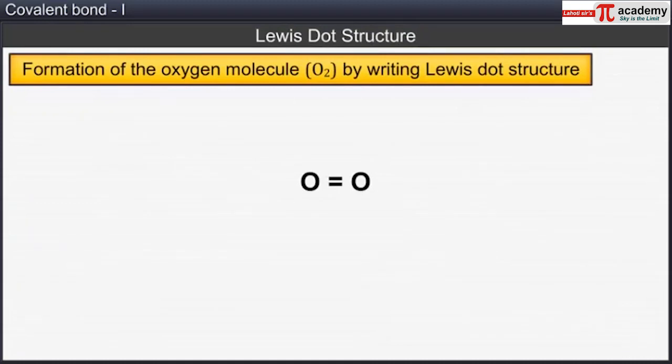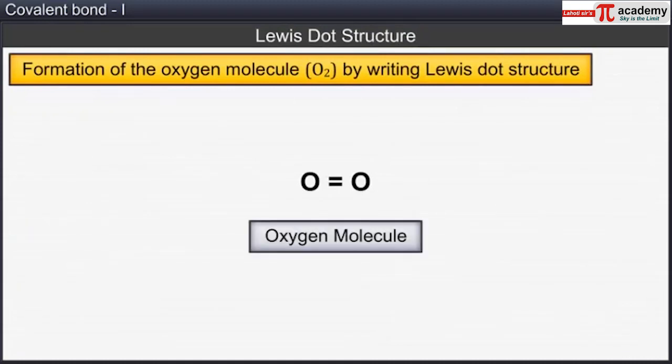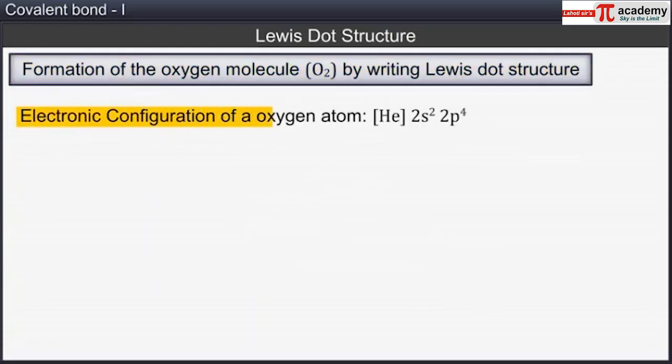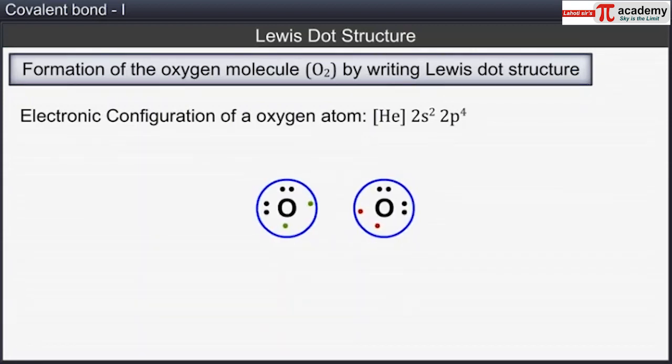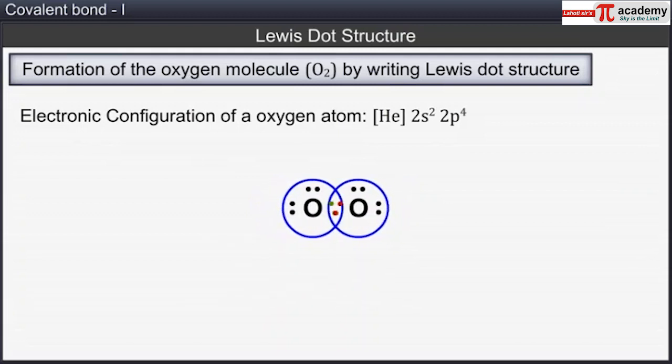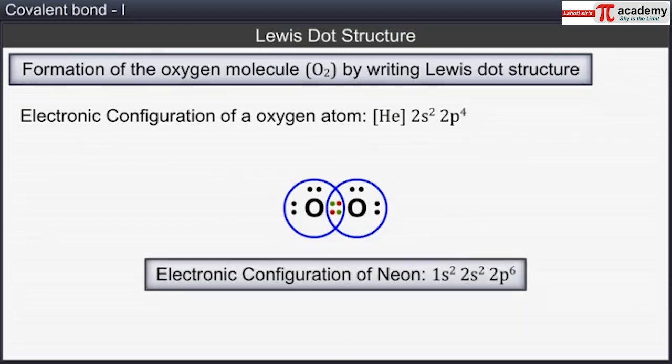Now, let us understand the formation of the oxygen molecule by writing the Lewis dot structure. The electronic configuration of an oxygen atom is helium 2s2 2p4. It has 6 electrons in its valence shell. Hence, it needs 2 more electrons to attain an octet. When two oxygen atoms approach each other, each oxygen atom contributes 2 electrons for sharing. Both the oxygen atoms mutually share these 2 electron pairs and attain the nearest octet configuration of neon.